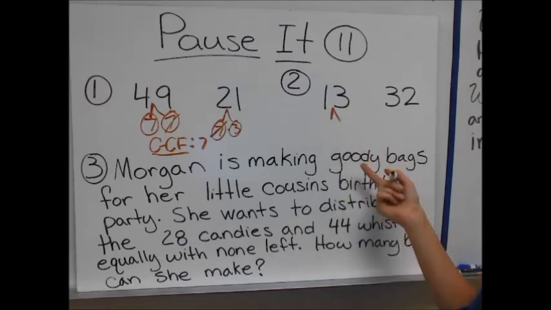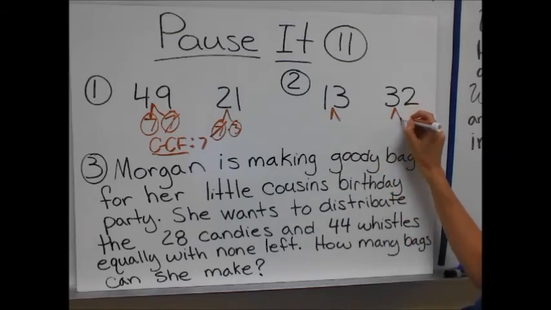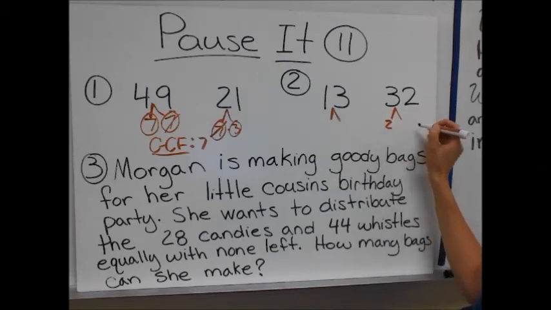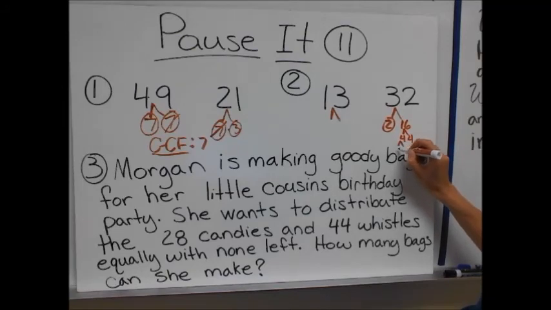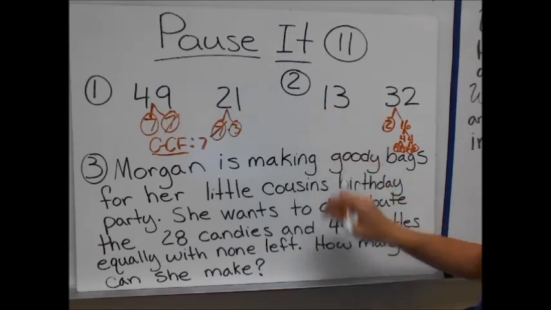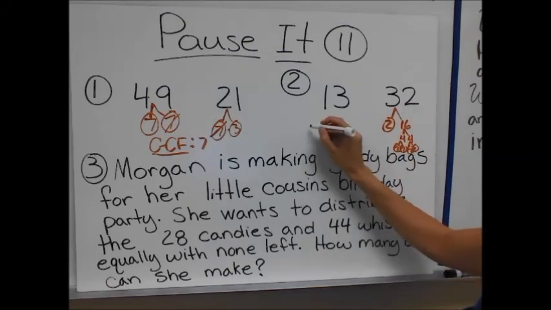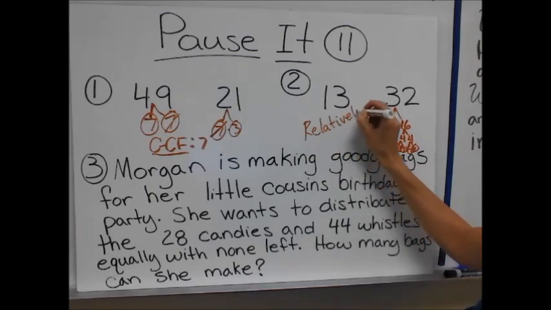Well, 13 only has 1 and 13 as factors. So 32 would have to have 13 as a factor, or the two numbers are going to be relatively prime. So let's try this one out. Let's see, it's 2 and 16. And 16 breaks into 4 and 4. And the 4s will break into 2 and 2. But they have nothing in common with 13. So I can say that 13 and 32 are relatively prime.